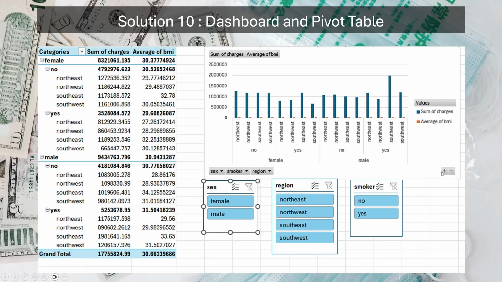And this is the final question, which is on the dashboard and pivot table. Here we have a summary of the medical charges and average BMI and charges. Of course, southeast is the topper here, and we can choose the gender, the region, and the smoker status, as we have slicers for these. We have a pivot table which has all the information regarding BMI and charges, with categories like female and male, and subcategories for non-smokers and smokers. We can get the average and sum of charges and BMI respectively.